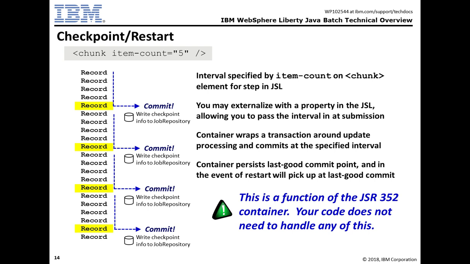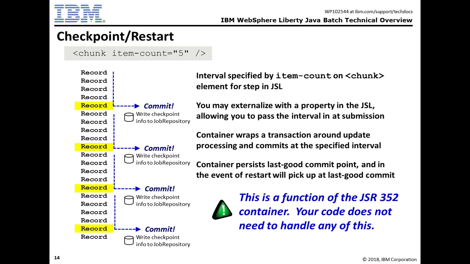Checkpoint restart. This is the item count thing I mentioned on the previous chart. You can specify either a number of records or a time, or you can have a programmatic thing that gets control and decides when to do checkpointing. What that means is that we're going to do the read, process, write thing in a loop until we get to the checkpoint, either by count or time or whatever. When we hit it, we're going to commit the transaction that's wrapped around this processing. And what that's going to do is commit any changes that the application has made in its writer, but it's also going to commit checkpoint data that the batch container is keeping.